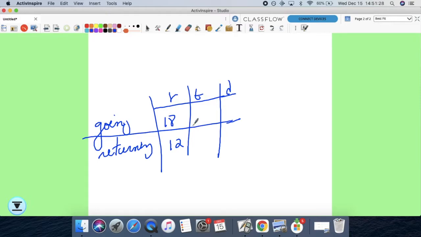How far was the island from the harbor if the total trip took 5 hours? So it took 5 hours, so let's call the returning time t. It took this many hours to return, so the going part is going to be 5 minus t. So now we can get our third column. 12 times t is 12t. 18 times (5 minus t) is 90 minus 18t, the going part.